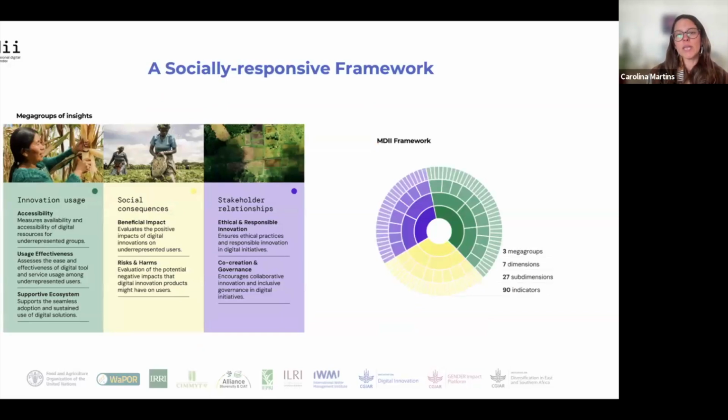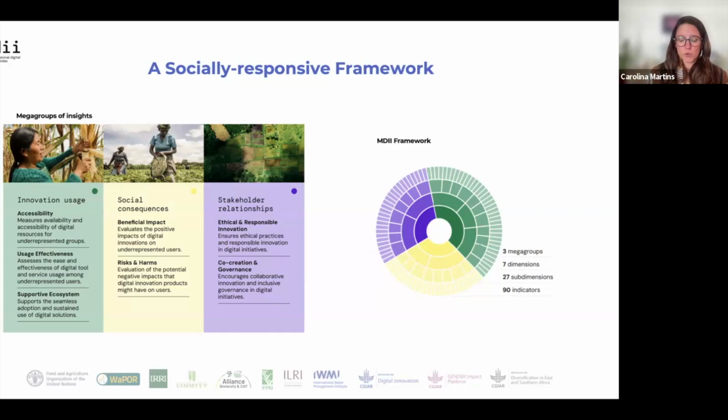So looking at the theoretical framework, the MDII is a big framework. That is true. We recognize that. So essentially, the indicators or the aspects that we are evaluating are focused in 3 main areas, what we call the mega groups, in terms of insights.